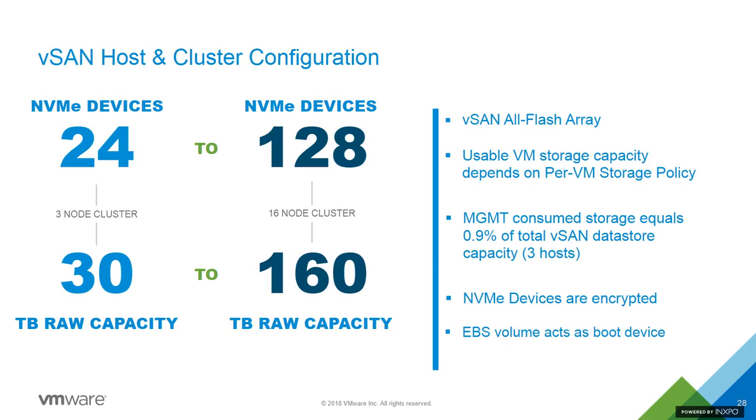So what does the storage configuration look like? From the i3s that I was talking about, each host has 8 NVMe devices that are 2 terabytes apiece. So you're looking at roughly 30 terabytes of raw capacity on a 3-node cluster. We'll talk about the reasons why there, as well as up to 160 terabytes in a 16-node cluster.